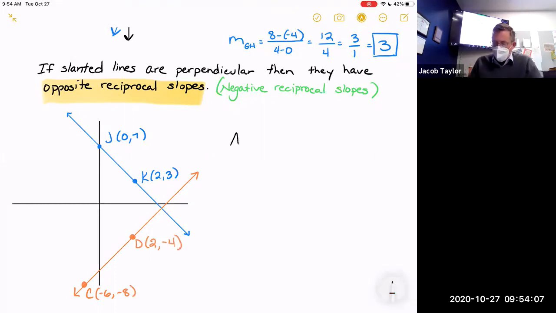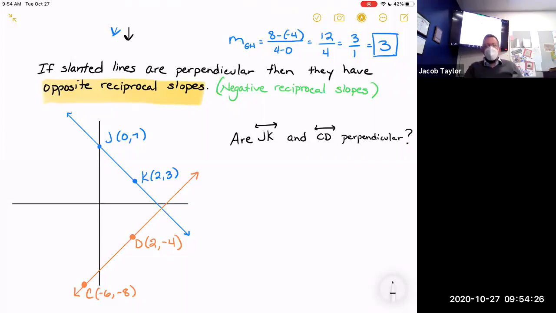Question, are these lines R, JK, and CD perpendicular? Inquiring minds want to know.